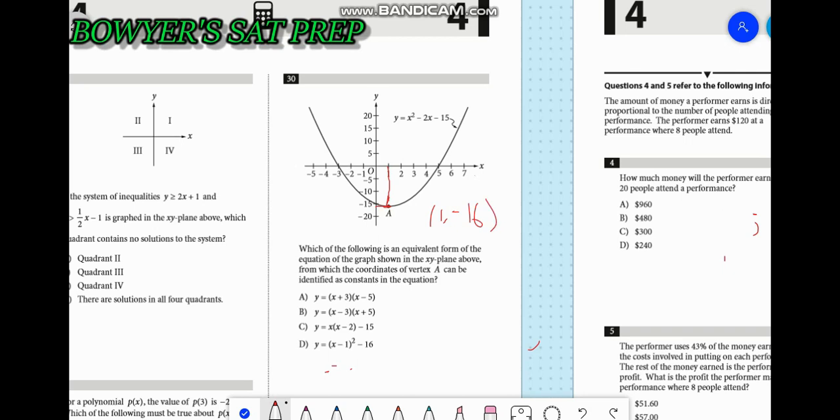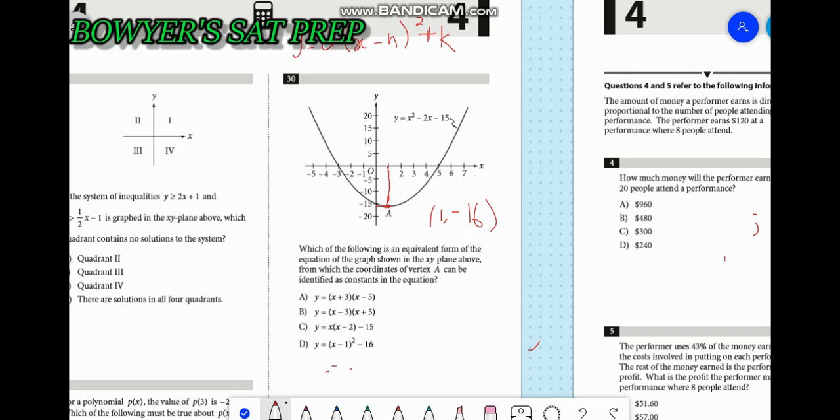Alright, so you already know our answer, but let's check. Sometimes if it's not giving you the graph, you can manipulate the equation into vertex form and see if you can solve it. Okay, so our vertex form is always y is equal to a times x minus h squared plus k.